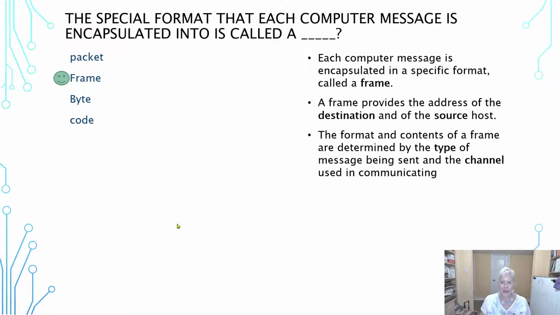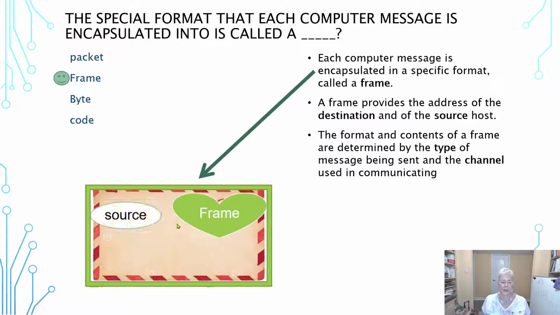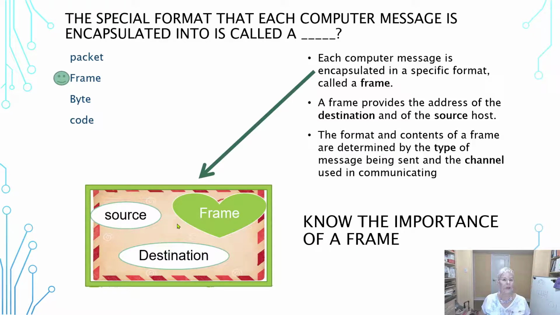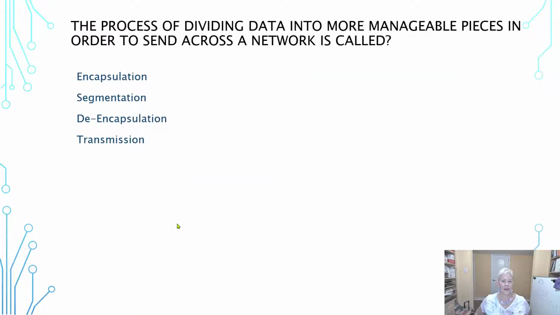So I'm recapping here. Each computer message is encapsulated into a frame. The frame provides the address of the destination and the source. The format and contents of a frame are determined by the type of message being sent and the channel used in communicating. Usually when I have multiple slides for the same topic, it's because you will see that on quizzes, brain teasers, and most likely the CCNA exam. And I just want to drive that point home. Again, here's our frame with our source and our destination. Know the importance of a frame. Know that the frame is also from layer 2, the data link layer.